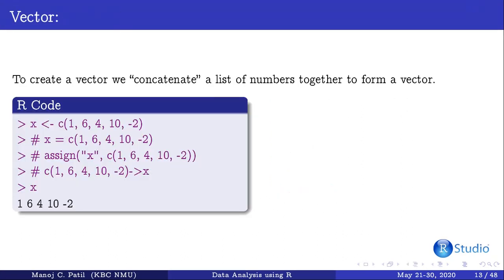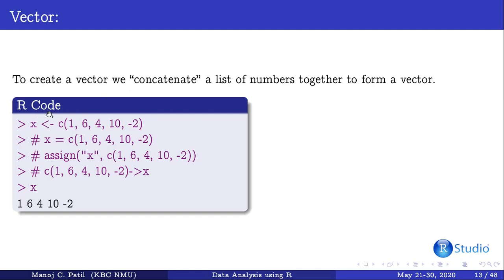Okay. Moving towards the next part, vector. So in a previous slide we have already seen that a vector is the combination of numbers, maybe float, numeric, or Boolean data type, strings, or complex numbers. Okay, here we have shown R code for storing the vector x. Vector x has 5 elements: 1, 6, 4, 10 and -2. We have used the concatenate c command for this.